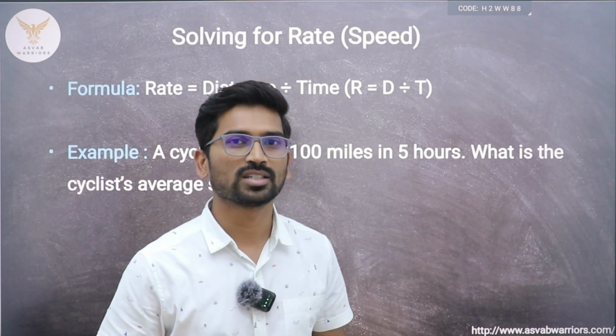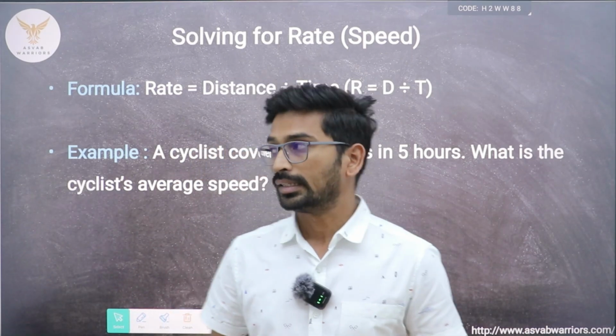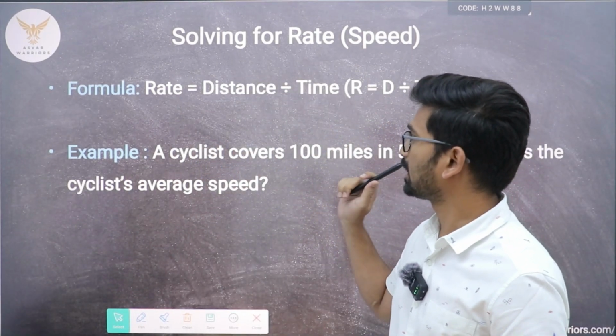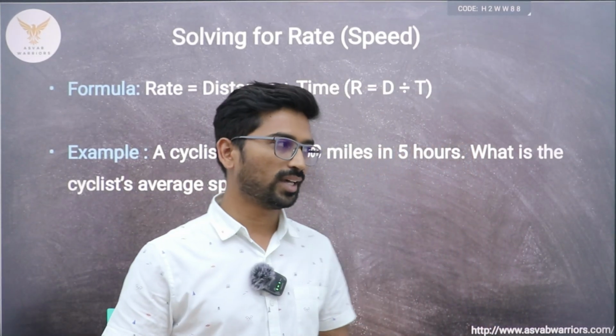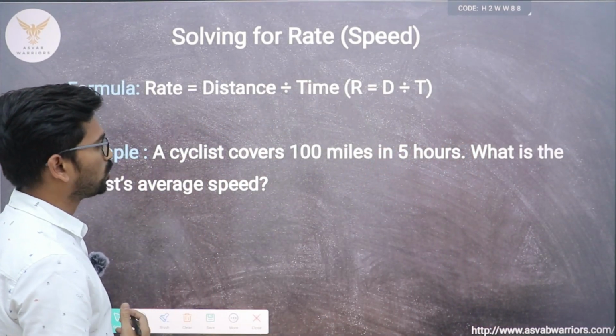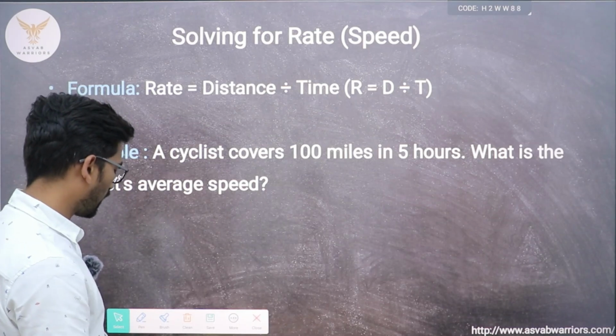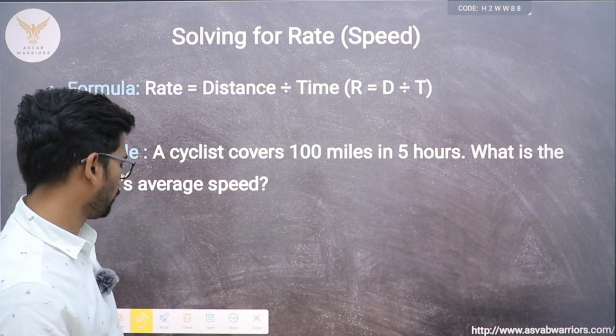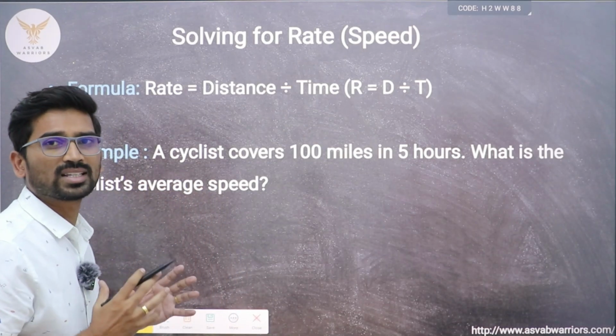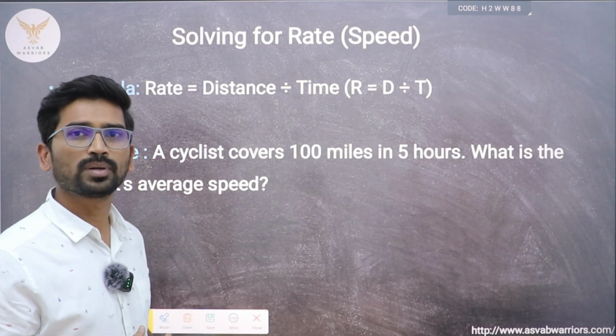Now let us see what the formula is if distance and time are given and we have to find out rate. The formula is rate equals distance divided by time, as we have seen in the previous video as well. Now we will understand this formula by taking a simple example.